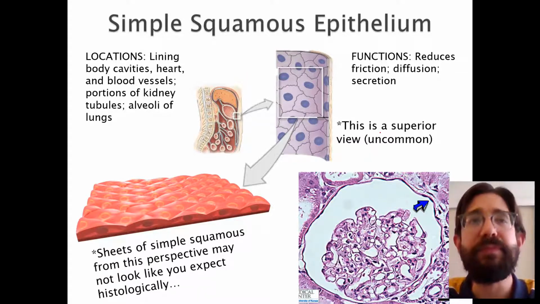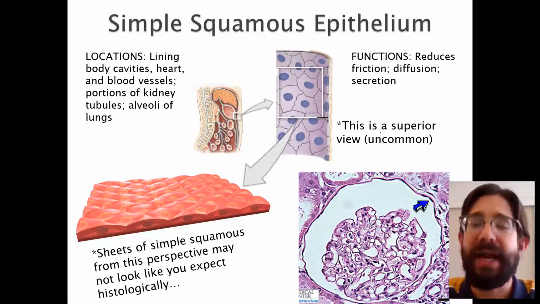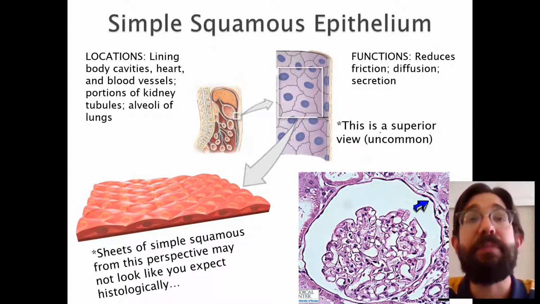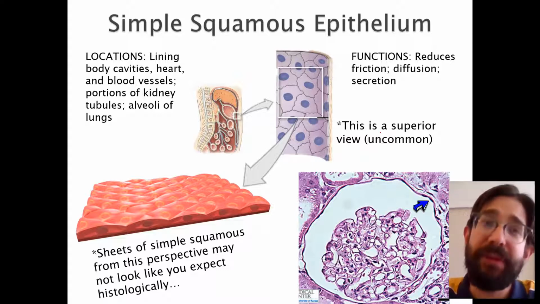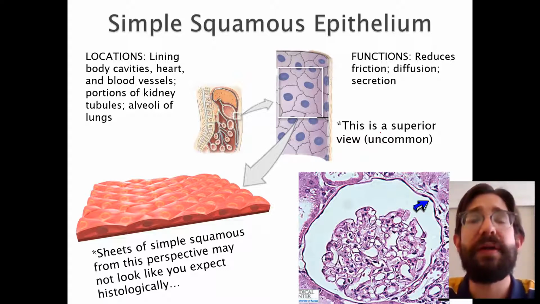Or you can say simple squamous epithelial tissue. We'll find this lining a lot of places because that's one of the main jobs of epithelial tissue, like lining the body cavities, lining the inside of the heart, lining the inside of blood vessels. There are some parts of the kidneys that have simple squamous epithelium, and some parts of the lungs, little kind of bubble-shaped structures called alveoli.